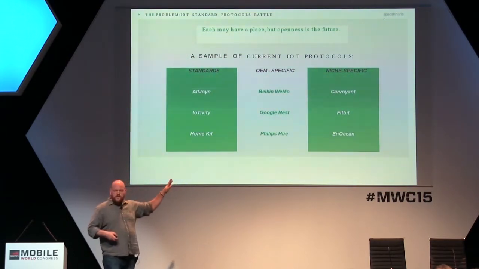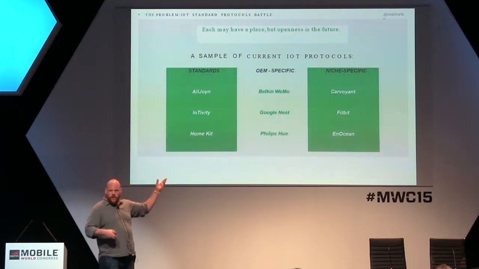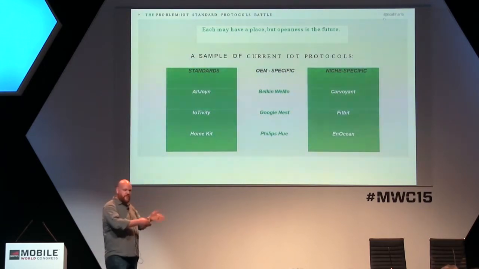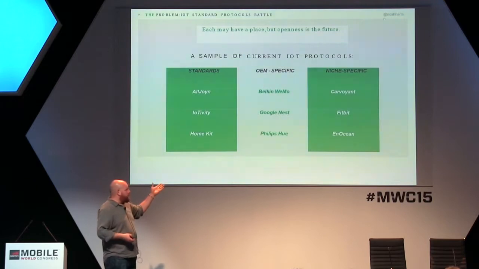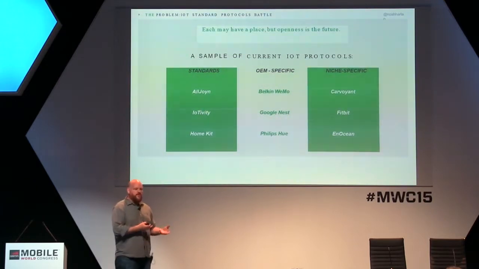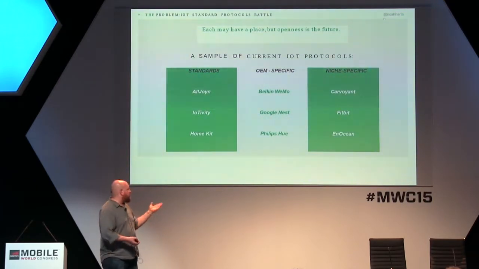And then you've got niche-specific. I mentioned Carvoyant earlier, which has a specific focus on automotive. Fitbit has a bit of an ecosystem that's really oriented around fitness. EnOcean, they talked about what they do, which is very energy-focused and energy management-focused, energy harvesting. And each may have a place in the future, but in order to create a landscape that really stitches this all together, openness is the future.